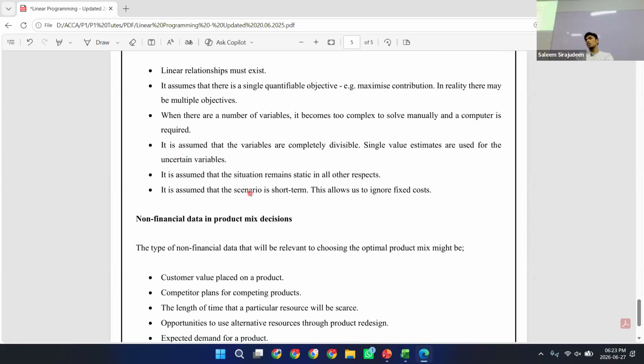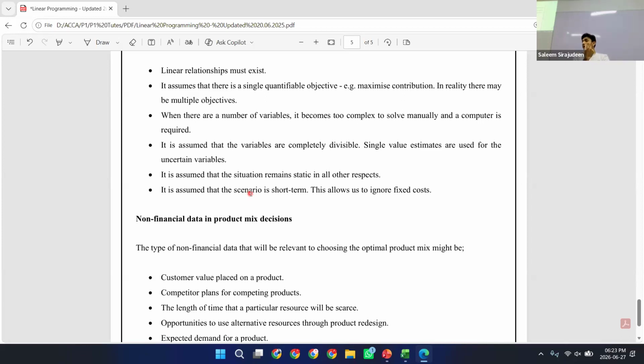So completely divisible means we are assuming that we will be able to divide the variables, like the whole numbers, proper values will be there. But when it comes to the real world context, there will be improper values which cannot be divided and everything will be there. Yes or no? Yes. The next one, it is assumed that the situation remains static in all other aspects. Is that correct? No.